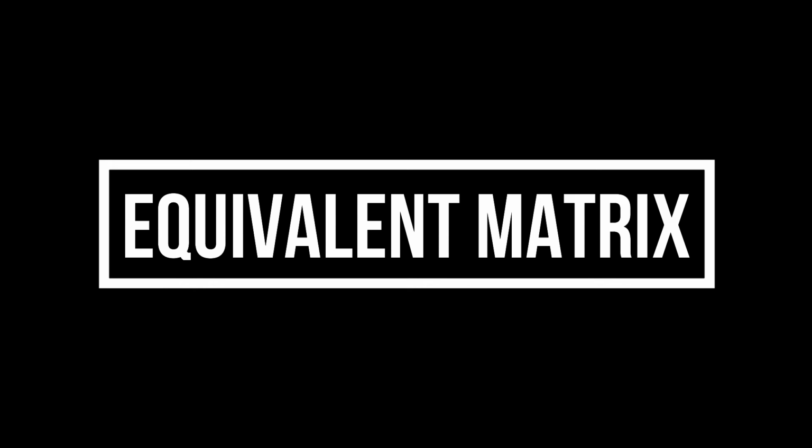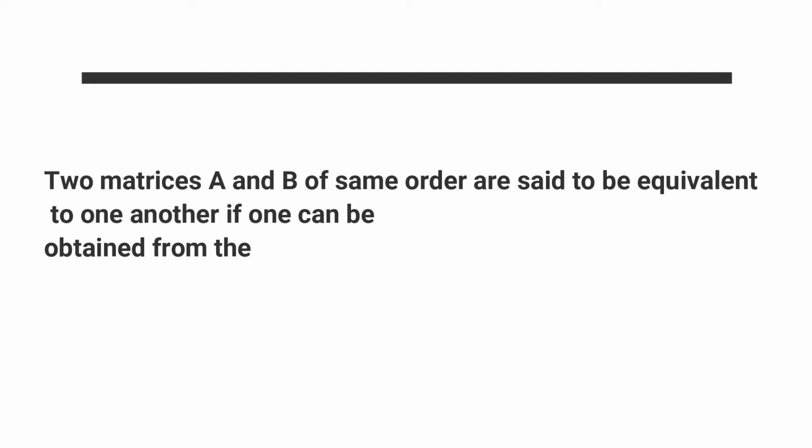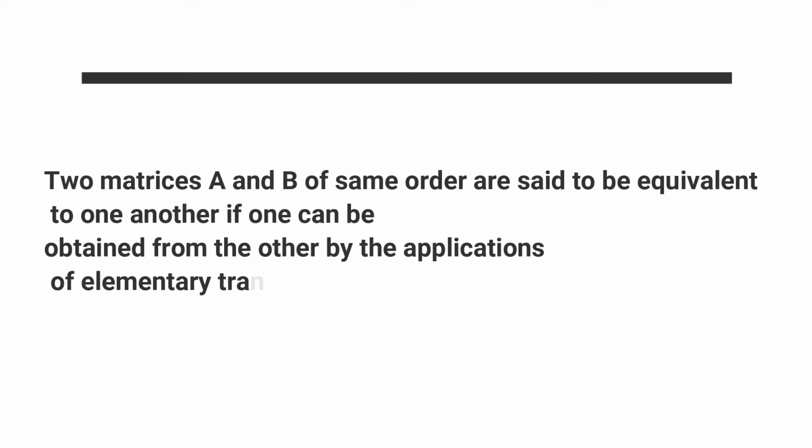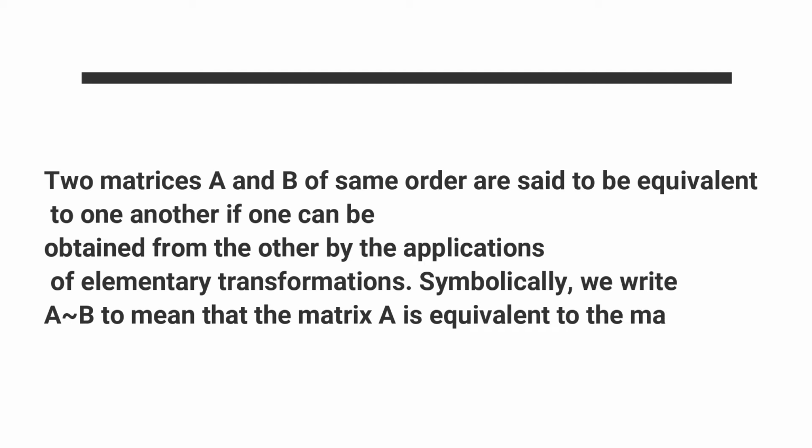Next, let me see the definition for equivalent matrix. Two matrices A and B of the same order are said to be equivalent to one another if one can be obtained from the other by the applications of elementary transformations. Symbolically, we write A equivalent to B to mean that the matrix A is equivalent to the matrix B.